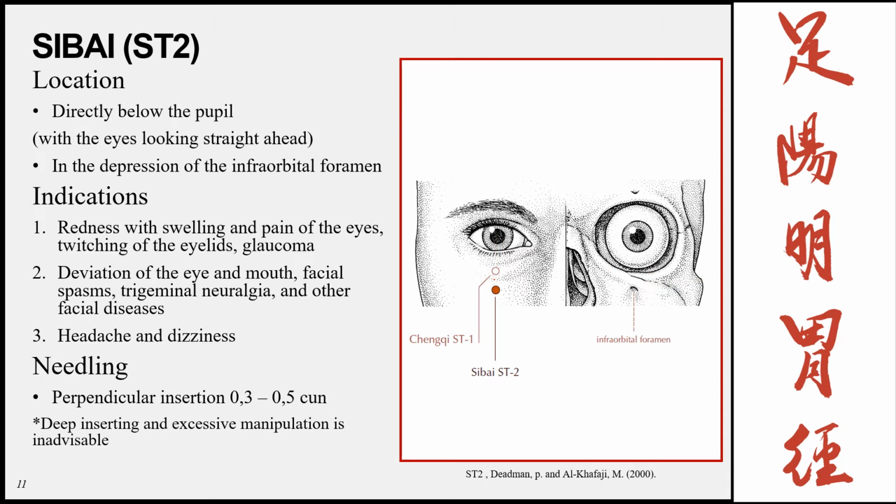And then stomach 2's indications, it can be used for redness with swelling and pain of the eyes, twitching of the eyelids, and glaucoma. It can also be used for deviation of the eye and mouth, facial spasms, trigeminal neuralgia, and other facial diseases.